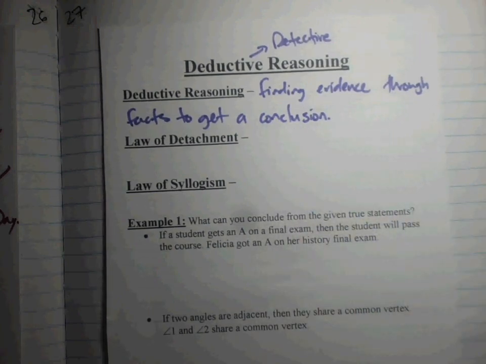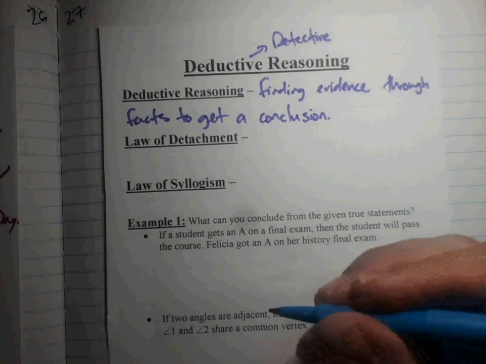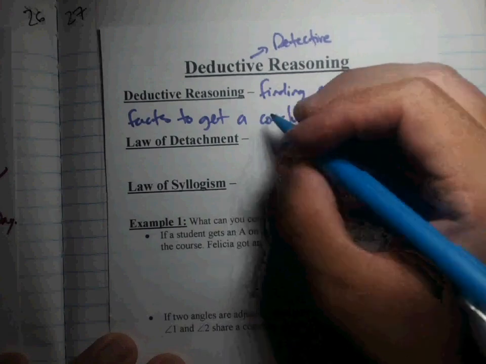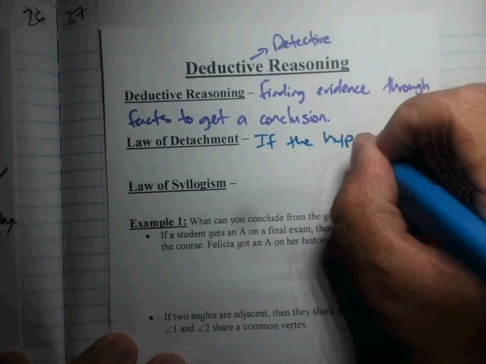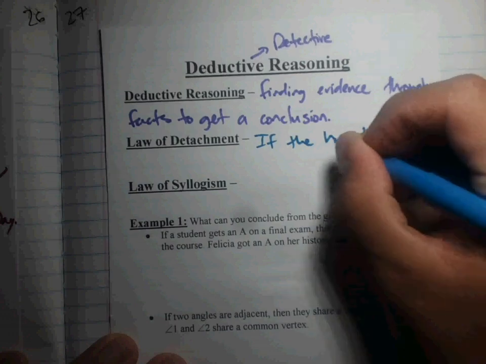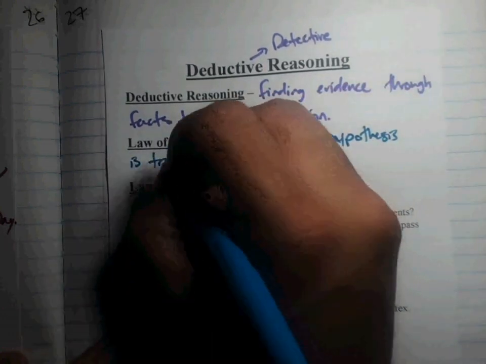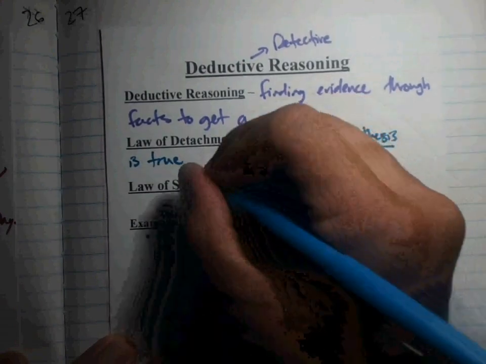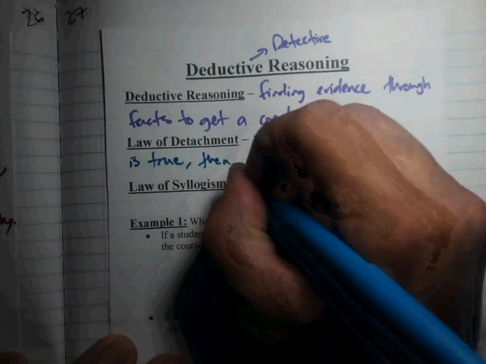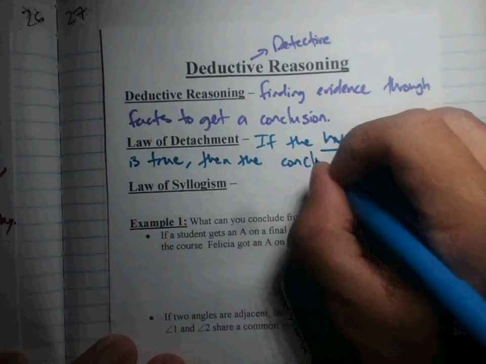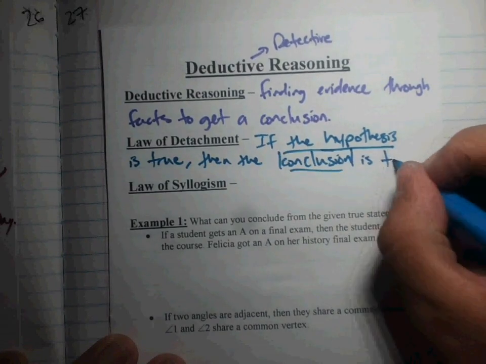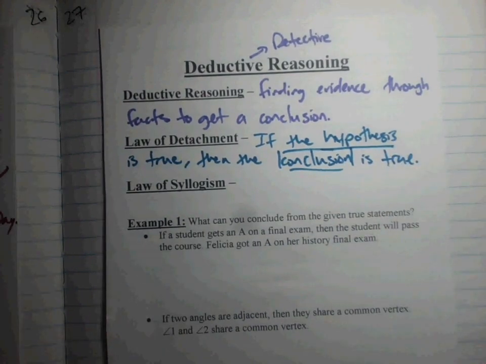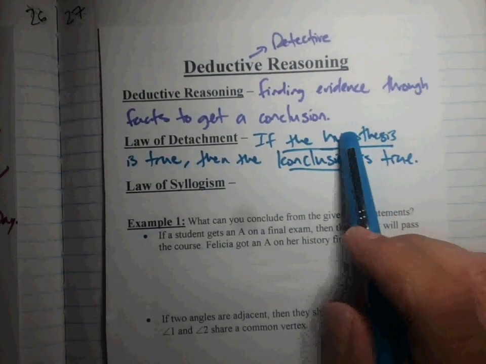There are two different types of deductive reasoning that we're going to use. One is the law of detachment. The way this works is that if the hypothesis is true, then the conclusion is true. So if you say the beginning of the sentence is true, then the end of it is also true. Again, we'll get to that.